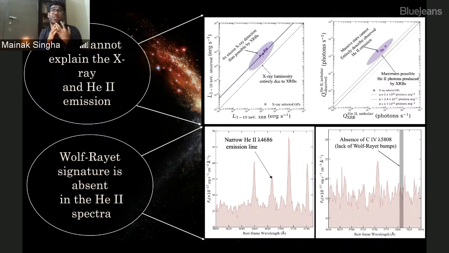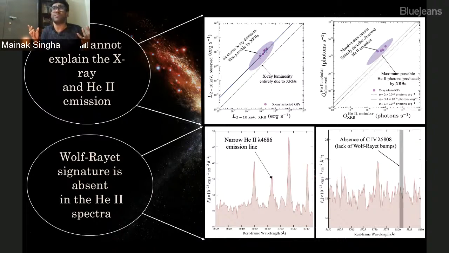Whose classical signature is having a prominent helium-2 emission. Now, the Wolf-Rayet stars may drive the helium-2 emission, but the contribution we'd expect from the XRB or Wolf-Rayet stars cannot fully explain the helium-2 emission we're seeing here. So there has to be some other contribution. And not only that, for Wolf-Rayet stars, one would expect the helium-2 spectra to be broadened, but these helium-2 lines are much narrower, and their kinematics, the velocity dispersion, is less than 100 kilometers per second.